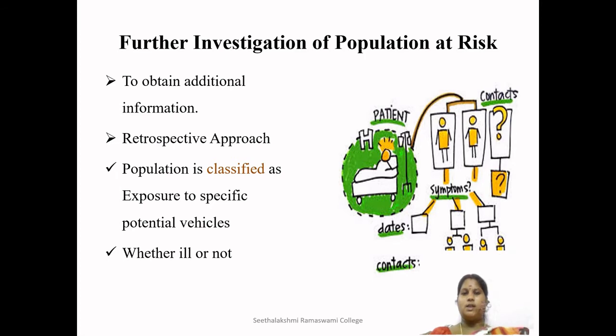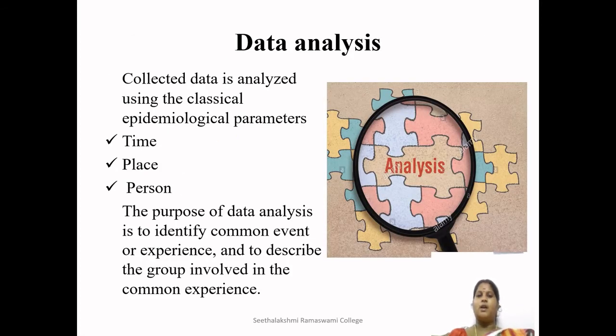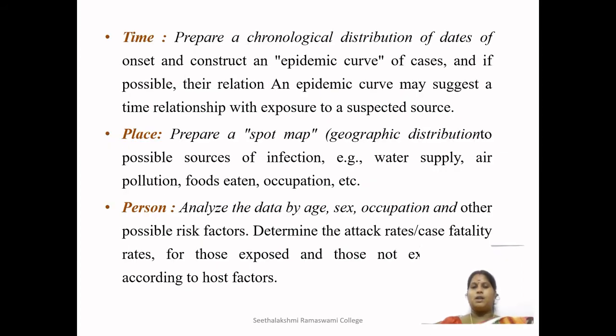The next step is data analysis. Data analysis is used to classify epidemiological parameters like time, person and place. The purpose of data analysis is to identify common events or experiences and to describe the group involved in the common experience. Data analysis considers three types: time, place and person.